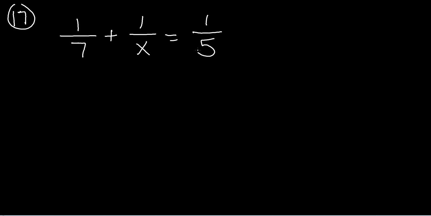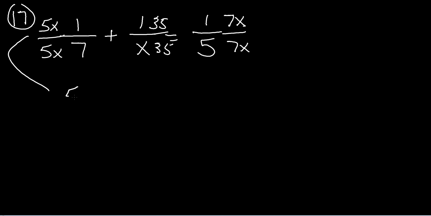will work. So here I want to get my denominators to be 35x. So I'm going to multiply top and bottom here by 5x, the middle by 35 over 35, and the right, or the 1/5, I'm going to multiply by 7x over 7x. Okay, denominators are the same. Simplify my numerators to be 5x plus 35. That equals 7x.